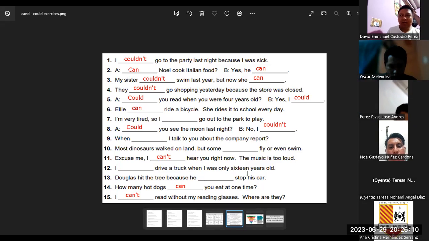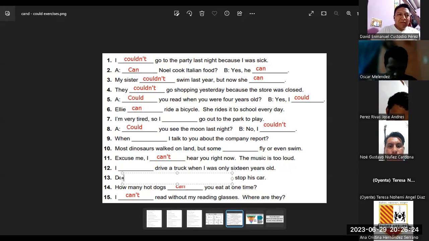Okay, teacher. I can drive a truck when I was only 16 years old. Okay, yes. But they are talking in past. When I was 16. So, instead of can, we're going to use could. Yo podía manejar un camión cuando tenía 16 años. Thank you.